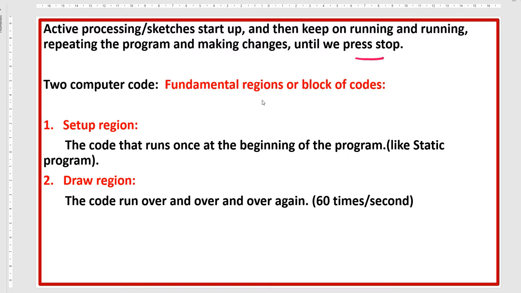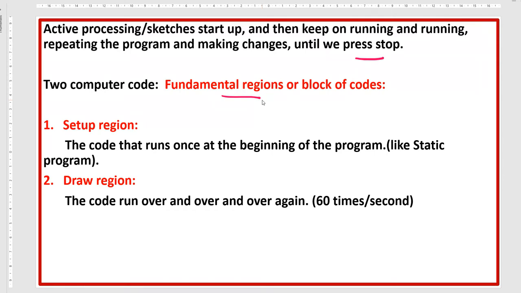Now, what is the meaning of this? For active processing, I will again explain with the help of a few examples. But here, just keep in mind that active processing keeps running and running. Whenever you have to make an active program, you have to write two blocks of computer code, which are called the fundamental regions. The first region is called the setup region and the second is called the draw region.